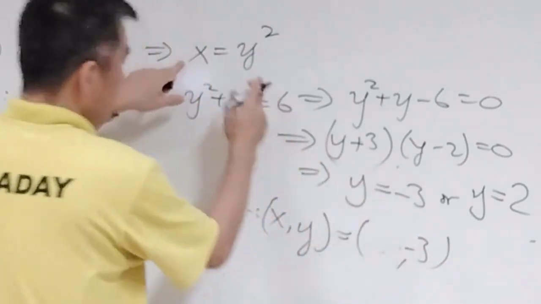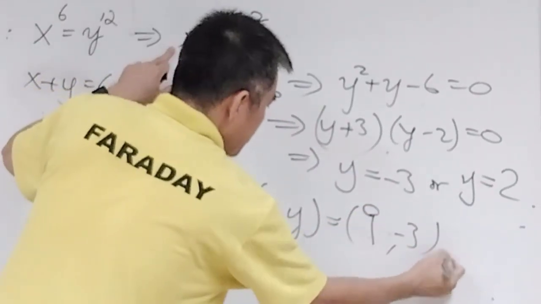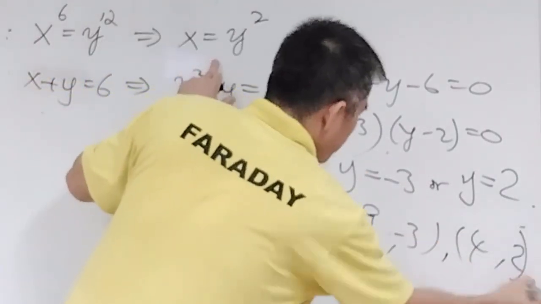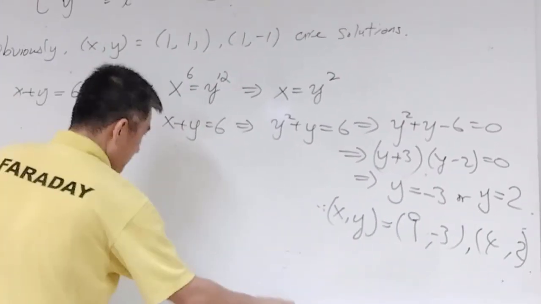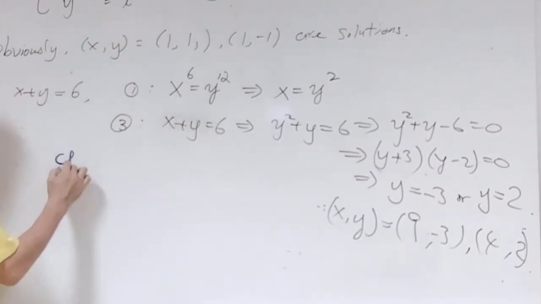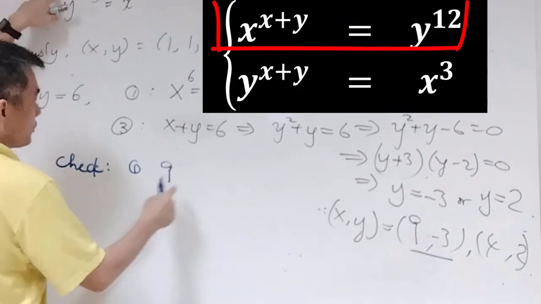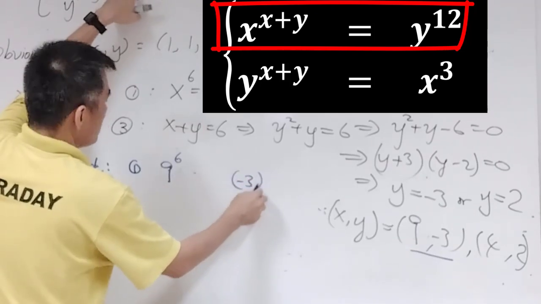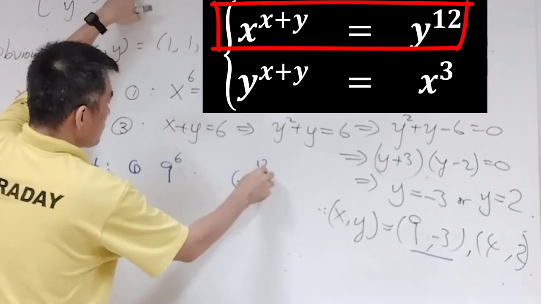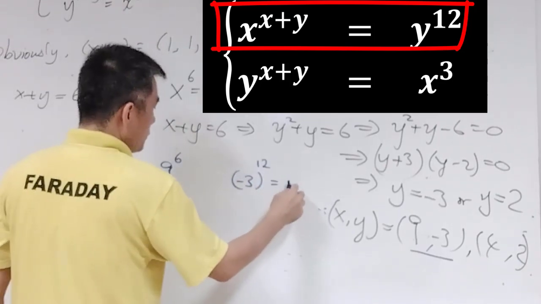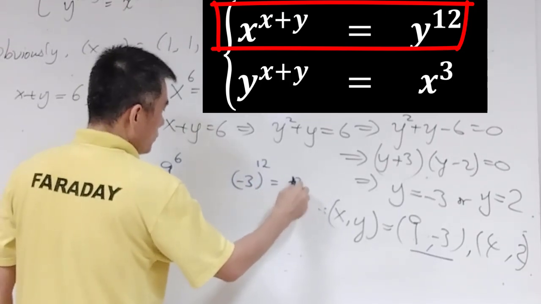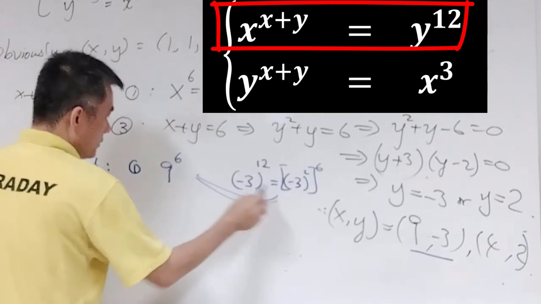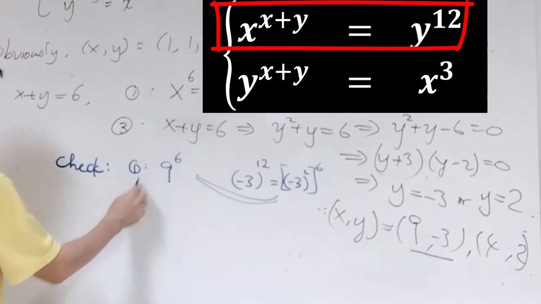When y equals negative 3, x equals 9. And when y equals 2, x equals 4. Let's do a check. From 1, x equals 9, x plus y equals 6, y equals negative 3, y to the power of 12 equals this, and therefore this equals negative 3 squared to the power of 6, which is equal to 9 to the power of 6. It satisfies the first equation.